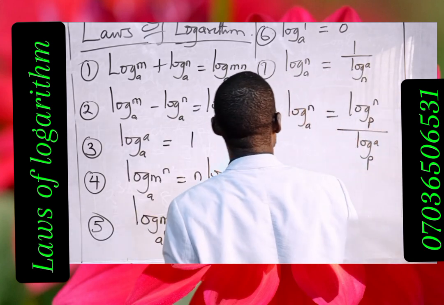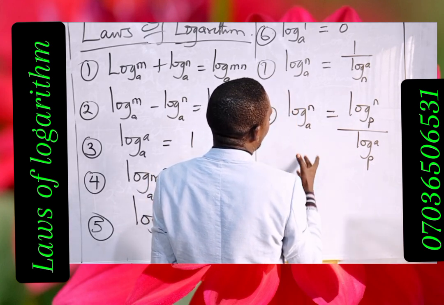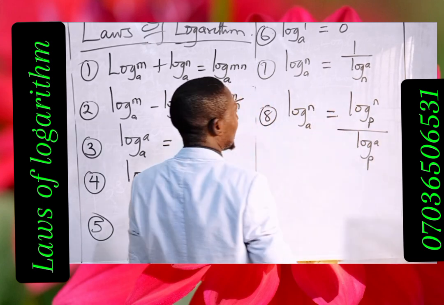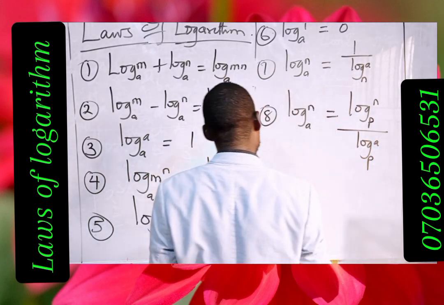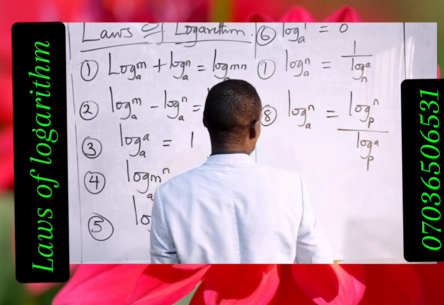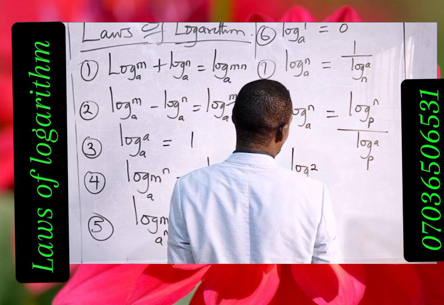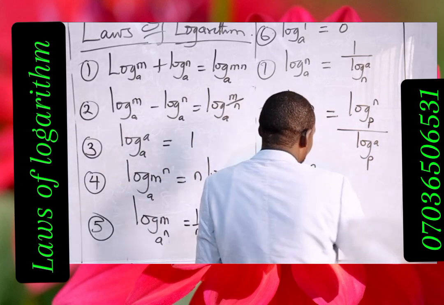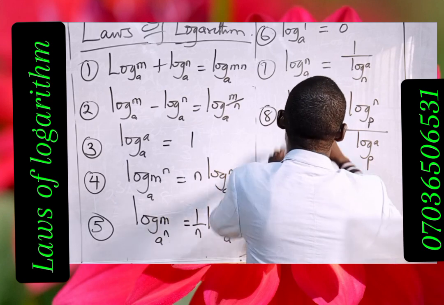Yes, this is a case whereby the base cannot be raised to anything to give you n. For instance, let me give you an example. If you have log 2 base 5 and you want to simplify it, you know that it's not possible. You can't find anything that 5 will be raised to give you 2. In this case, you apply the change of base formula.